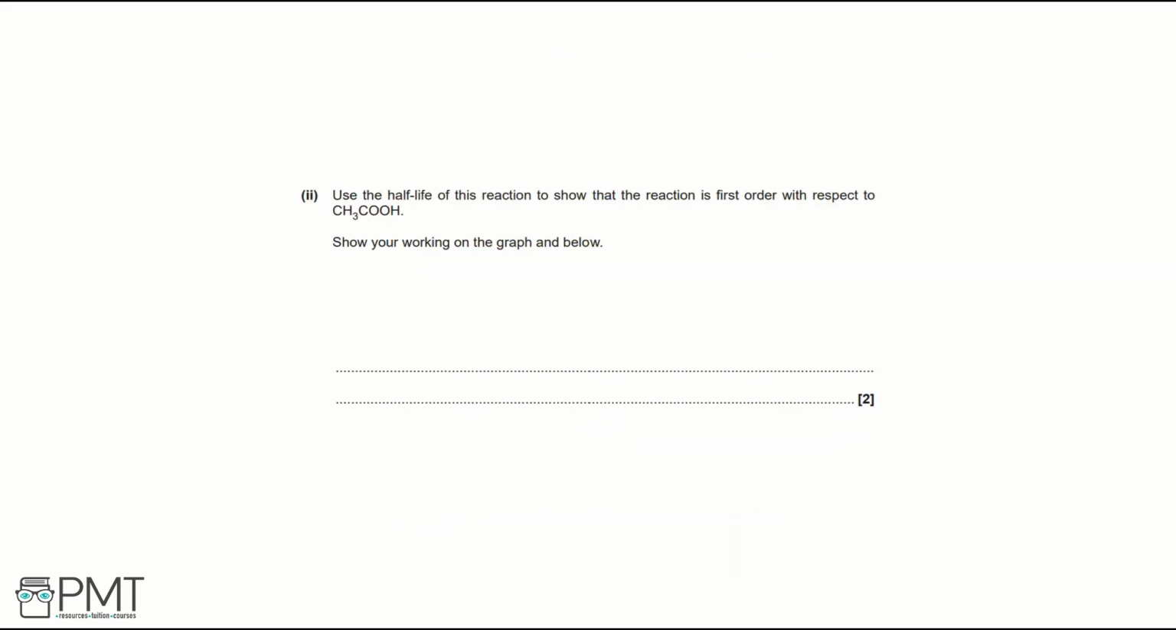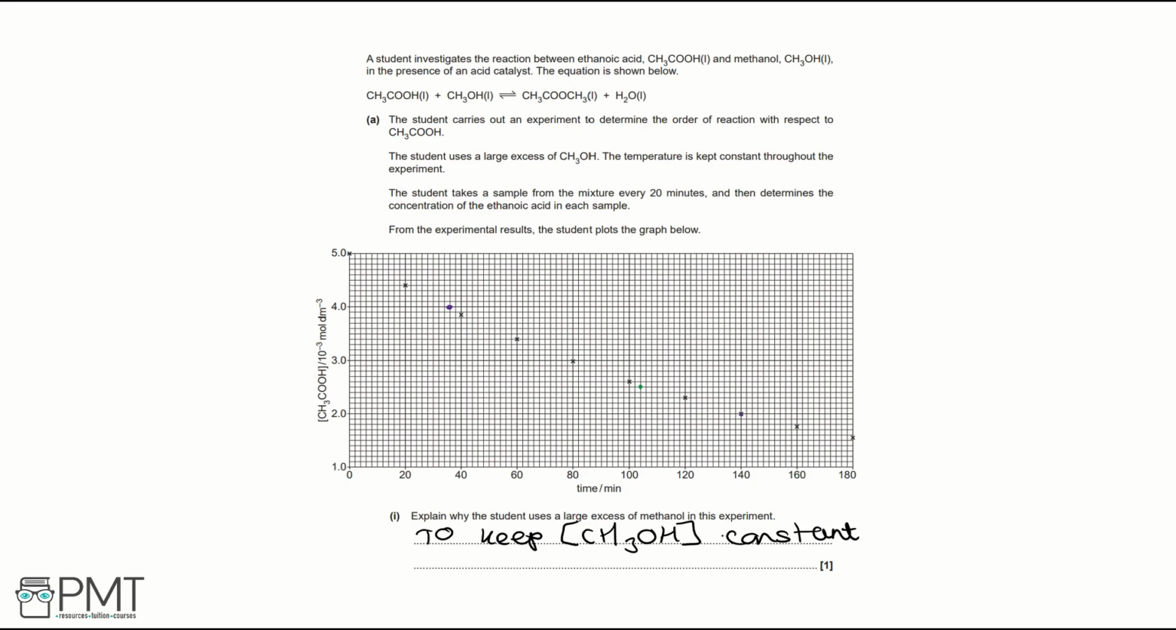Part 2. Use the half-life of this reaction to show that the reaction is first order with respect to ethanoic acid. Show your working on the graph and below. For this question, we need to go back to looking at the graph, and we're going to work out half-lives. So the first thing to do when working out half-lives is to draw a line of best fit. So this line has to go through as many points as possible, and we're going to curve slightly towards the end of this line of best fit.